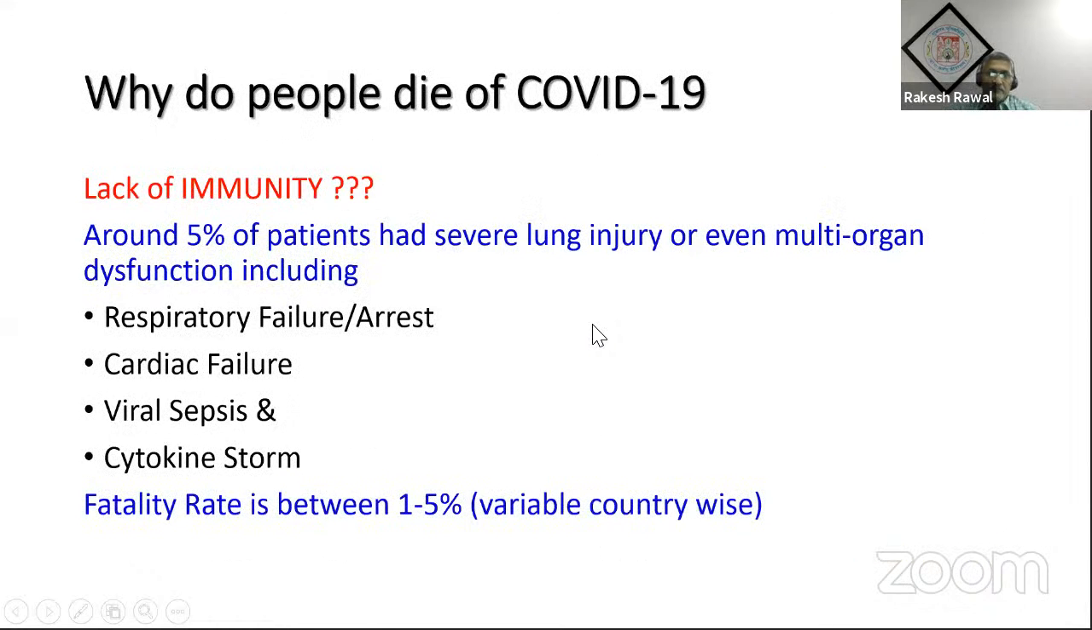So then why do people die of COVID? That is because of a lack of immunity in them. Around 5% of the people had severe lung injury and even multi-organ dysfunction, including respiratory failure, cardiac failure, viral sepsis, cytokine storm, and the fatality rate is somewhere between 1 to 5%. It is variable from country to country and from developing to developed countries based on their facilities and all those.